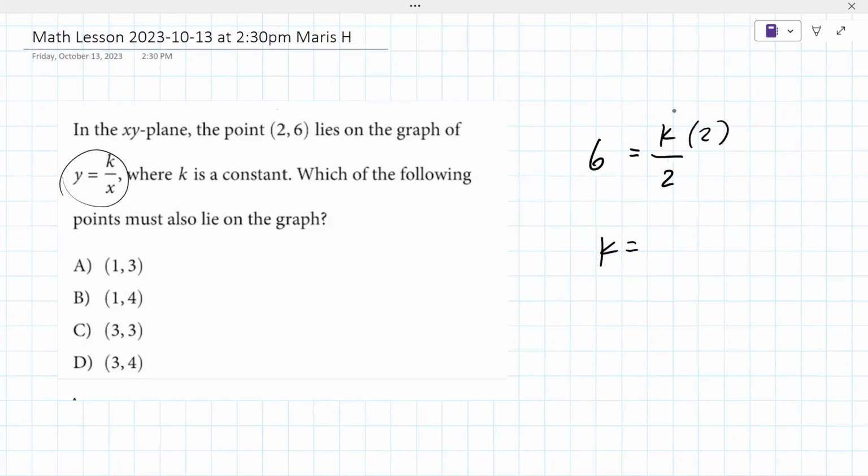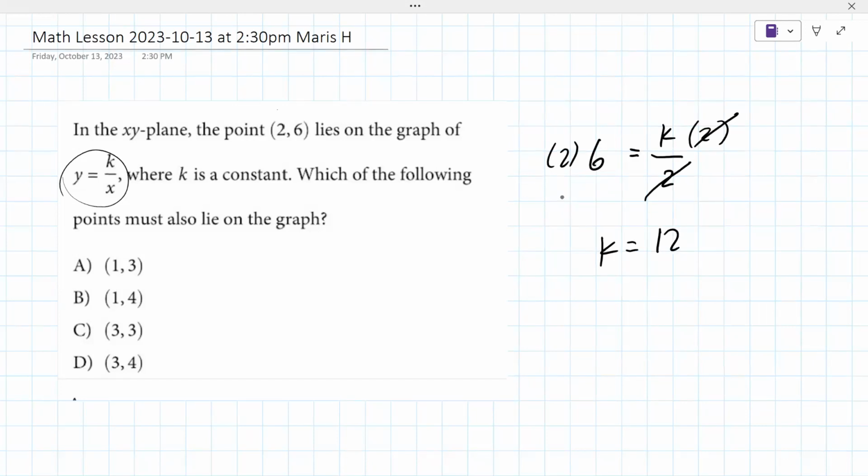The twos cancel. These go away. What is left over on the left side? Equals 6, times two? 12. Okay, all right, great.